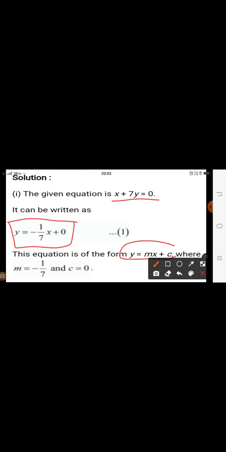Considering the first one, the equation given is x plus 3y equal to 0. Then this is written as y is equal to minus 1 upon 7x plus 0. And if you compare with the slope intercept form, y is equal to mx plus c, then clearly we observe the slope m equal to minus 1 by 7, and the y intercept we get as 0.